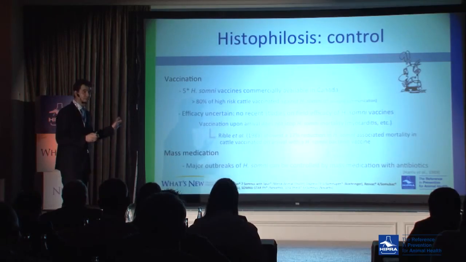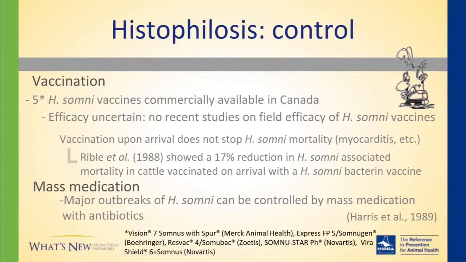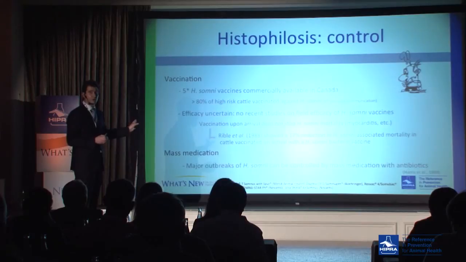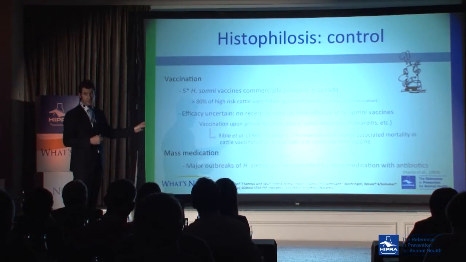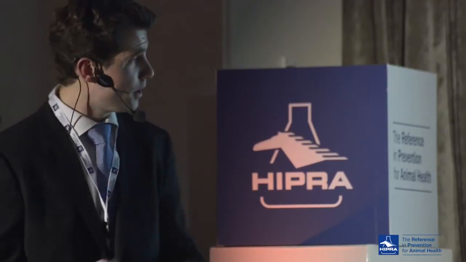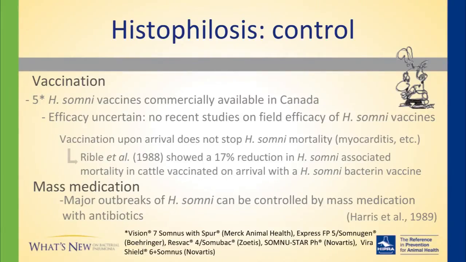Why? Because if you look at the literature, there are no recent studies on the field efficacy of H. somni vaccines. Only old vaccines and nothing really new. And furthermore, all the cattle are vaccinated on arrival, but they are still dying of H. somni. However, it seems that vaccinated cattle die less often from H. somni lesions than non-vaccinated ones. For example, the publication by Rebel, in feedlots with, I think, 200,000 calves, a huge study, showed a reduction of 17% of H. somni-associated mortality in vaccinated versus unvaccinated cattle.